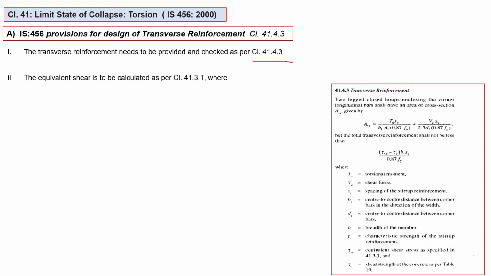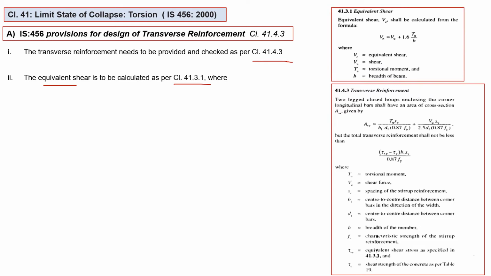Now, the second point is equivalent shear. How to calculate equivalent shear? We have to refer to clause 41.3.1, where the formula for equivalent shear is mentioned. So this is the snapshot of clause 41.3.1, used to calculate equivalent shear. Equivalent shear Ve can be calculated using this formula: Ve is equal to Vu plus 1.6 Tu by b, where Ve is the equivalent shear which we will get.